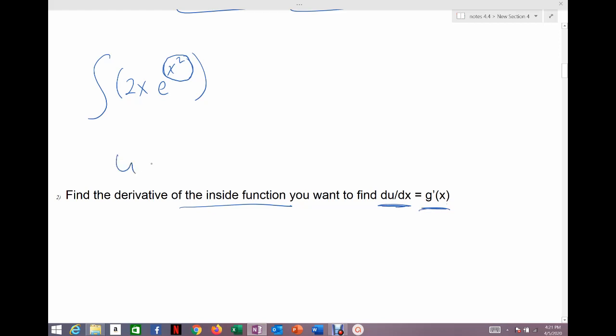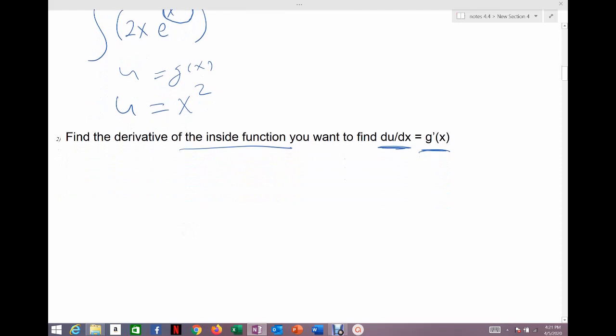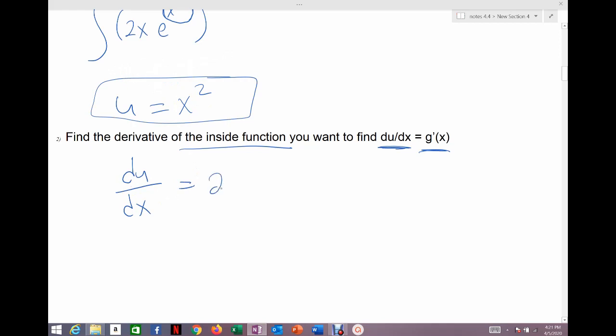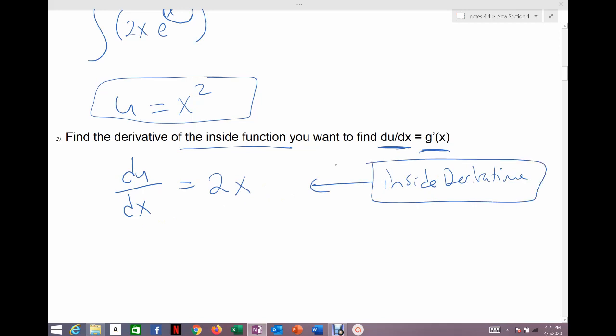I'm going to write my u equal to x squared. That's my u, and this is my g of x function, so u equals g of x. When we take the derivative, I'm going to write it using du dx. Take the derivative of my function part, which is x squared, which is 2x. That's the derivative of the inside, the inside derivative, which is what we did when we did the chain rule. The chain rule is take the derivative of the outside times the derivative of the inside.